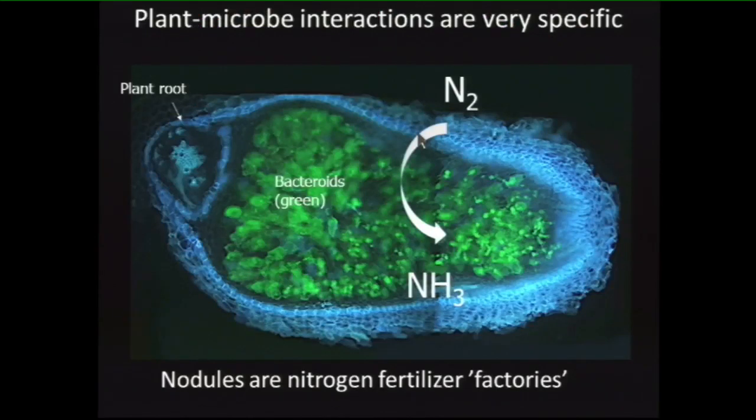In some cases, these interactions are really specific. So, for example, this is a nodule of a legume root colonized by nitrogen-fixing rhizobia that reside inside these nodules, and they actually fix nitrogen. So this is a process that's really important for converting atmospheric nitrogen into nitrogen that the plant can use. It's very important for agriculture. So these ones are really like little factories in which nitrogen fertilizer is produced for the plant. And it's a very specific interaction.